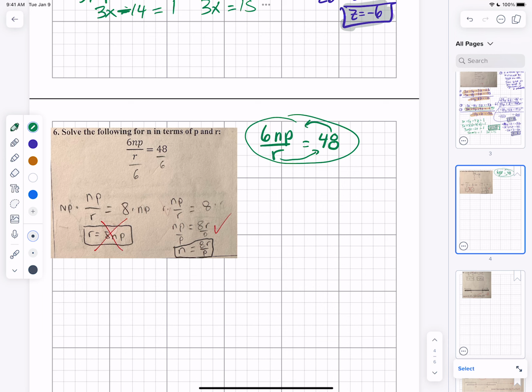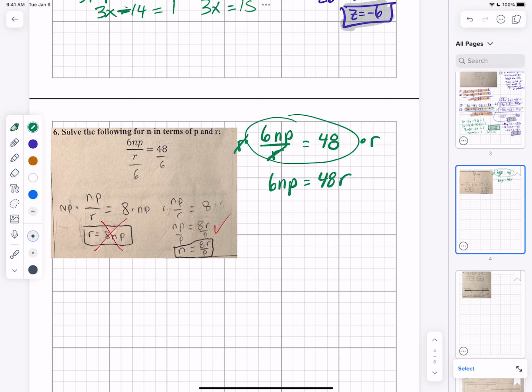So I'm going to get the r over there and then get the 48 back over. So let's just see, how do I do that? If I can multiply both sides by r. So how do I get r off the bottom? I'm going to multiply both sides by r. So I multiply this left side by r and the right side by r. The left side, the r's cancel. I get 6np equals 48r.